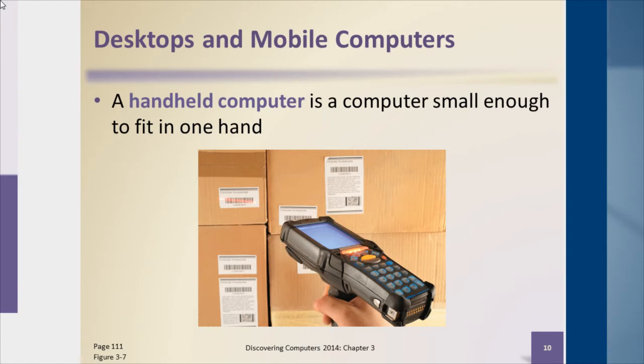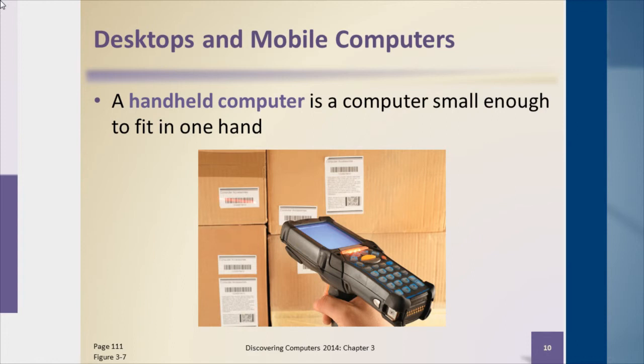Handheld computers are small enough to fit in one hand. So you see an example here of a scanning device, something that might be used to scan barcodes. You might have another handheld computer that connects to the computer in your car to be able to read error codes and start giving you troubleshooting hints on what to look for in terms of issues that the car might be having.